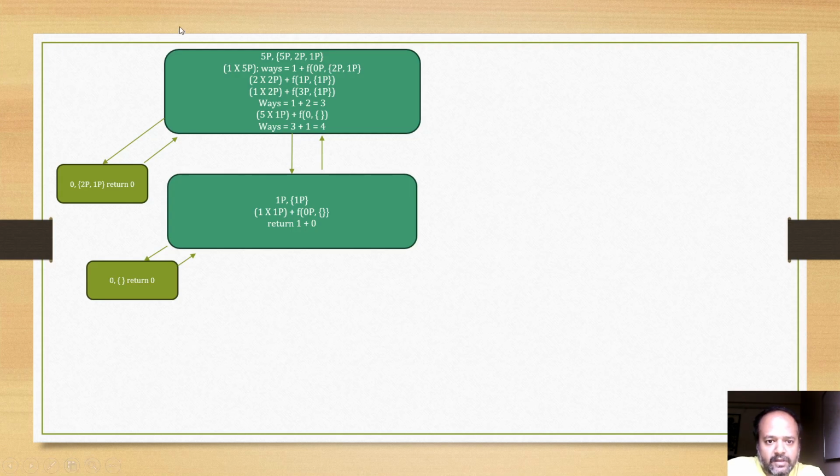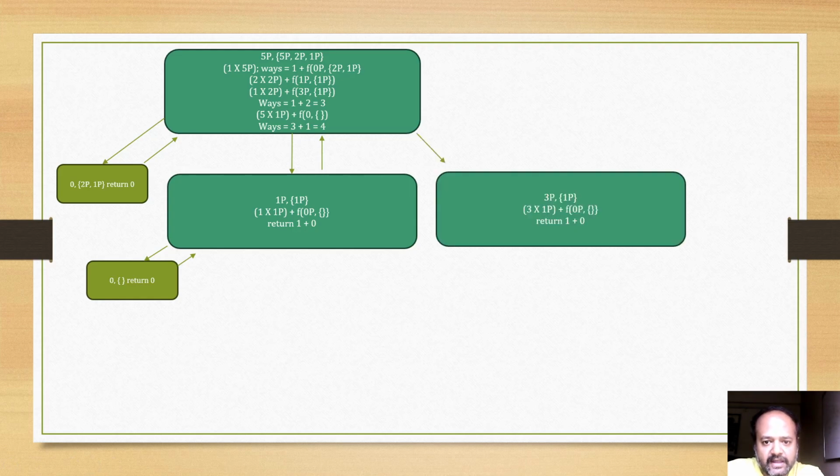And now the next iteration is, instead of taking 2 twos, you take 1 two. So remaining is 3 pies. So how many ways can you make 3 pies using 1 pies? So that makes another recursive call. Which is one possible way, 3 into 1 pies. So when you make 3 using 1 pies, the remaining is 0 pies. So how many ways are there to make 0 using nothing? Yes, the next recursive call. That returns a 0. That returns 1 plus 0.